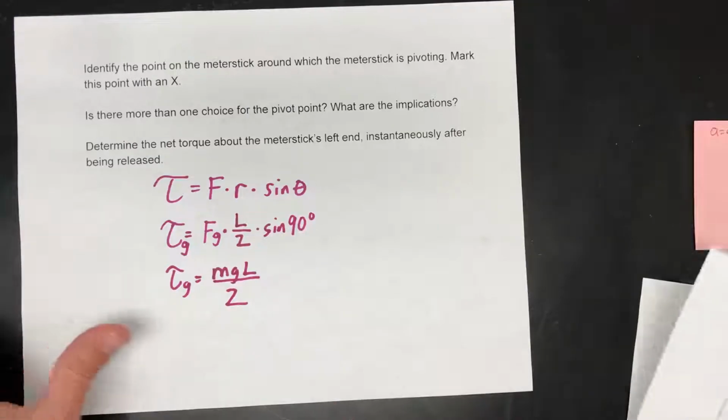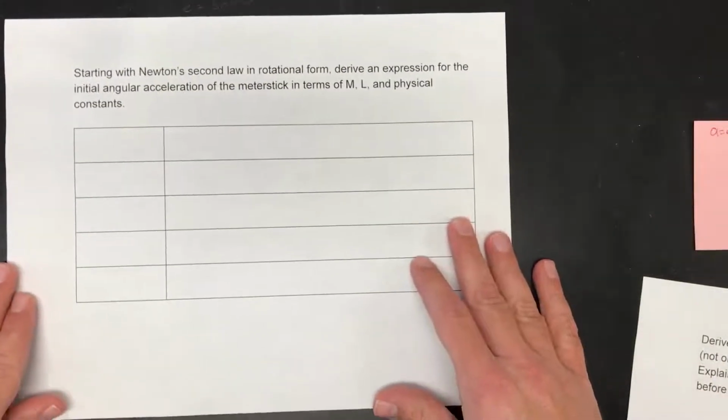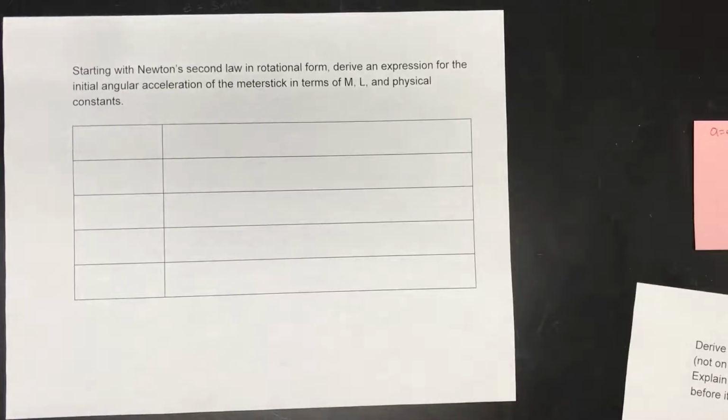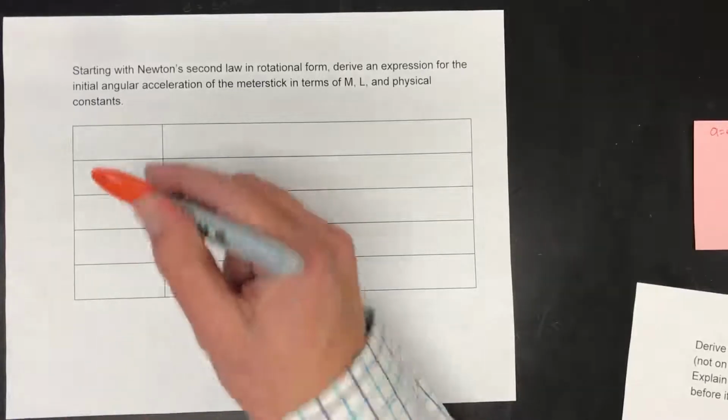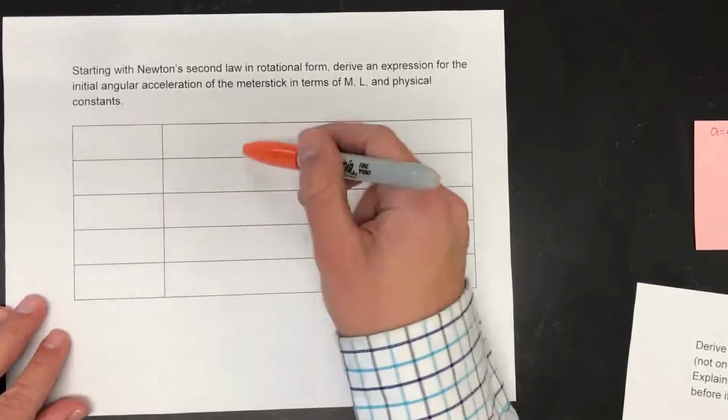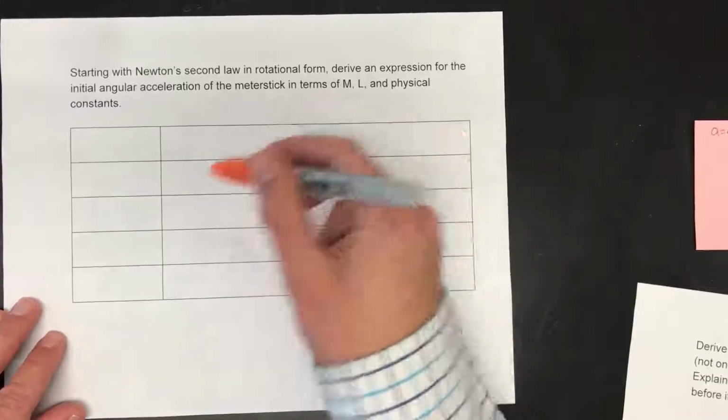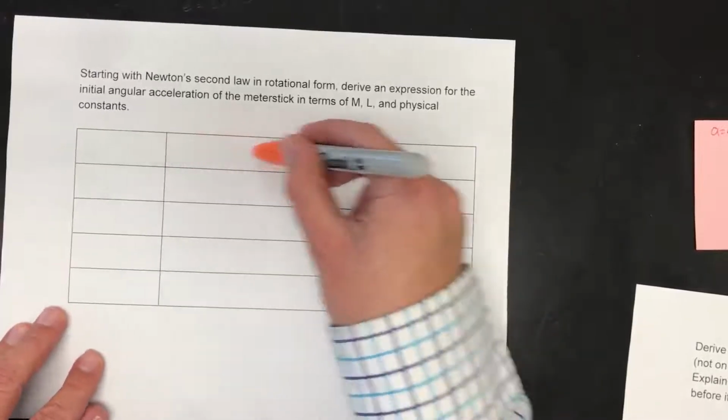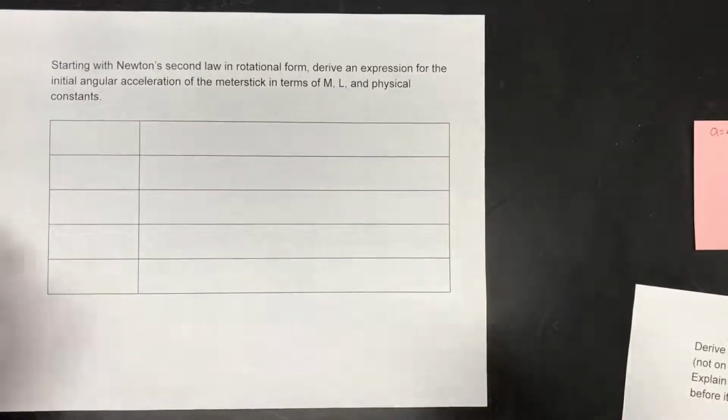So the next part says, starting with Newton's second law in rotational form, derive an expression for the initial angular acceleration of the meter stick in terms of m, L, and physical constants. They want you to write the equations and the description here, but I need room to write it big enough for you to see. So I'm going to write my equations here and just say the descriptions.